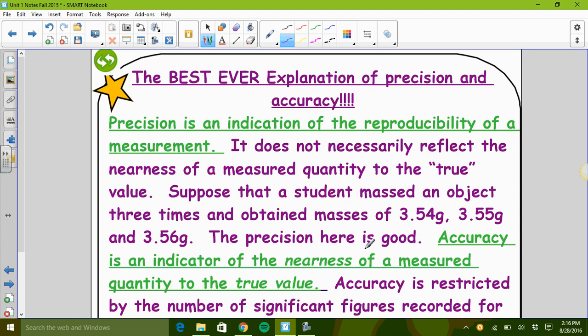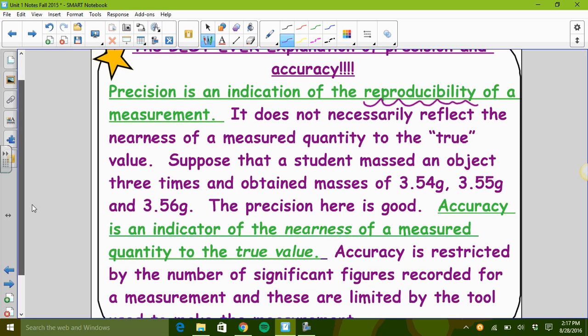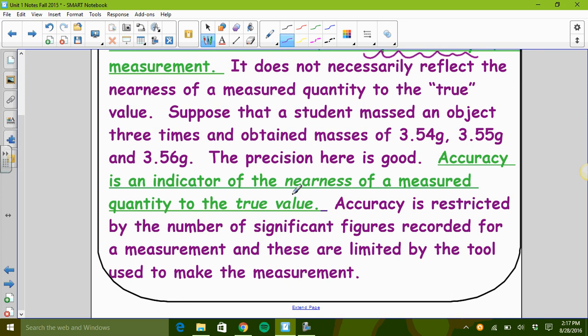This is a good slide to just read over. It's a good explanation of the real difference between precision and accuracy. And you can see in green here the two phrases that I think work the best. Precision is an indication of the reproducibility of measurements, so that's the series of measurements you have over and over again. Separately, accuracy tells you the nearness of the measured value to the true value, so how close you are to the true value. And you can read the rest of that.